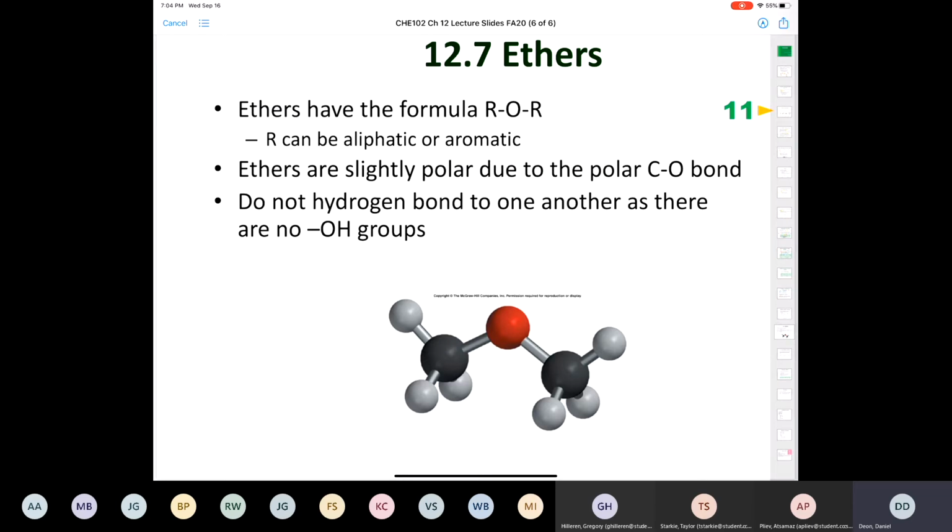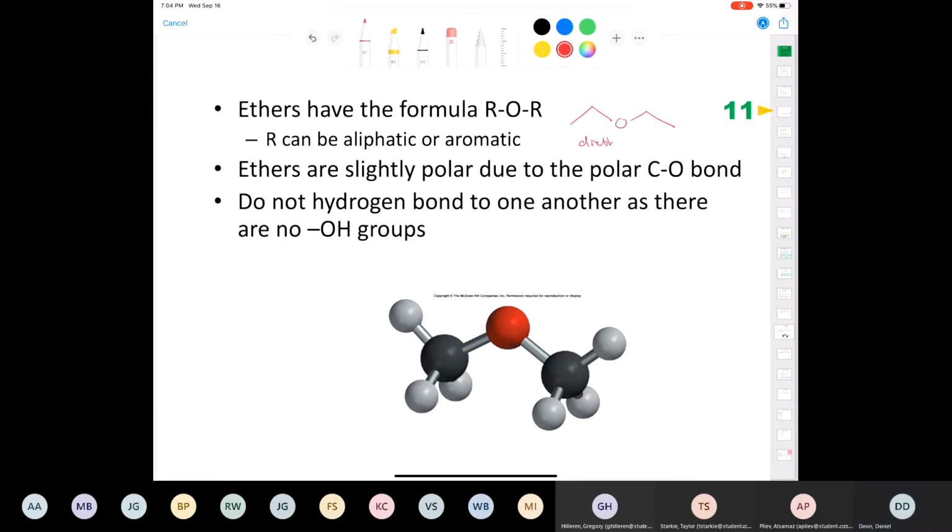One of the most common ethers that's used in organic chemistry is this one here. If you have an ethyl group and then an oxygen and then another ethyl group here, this is diethyl ether, a very commonly used ether in organic chemistry.